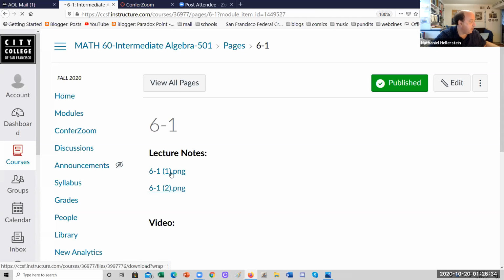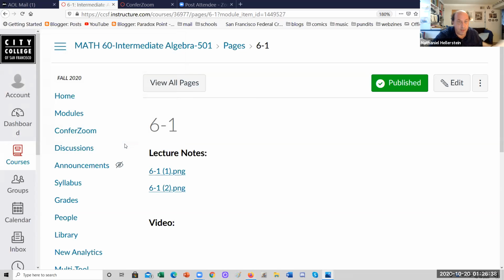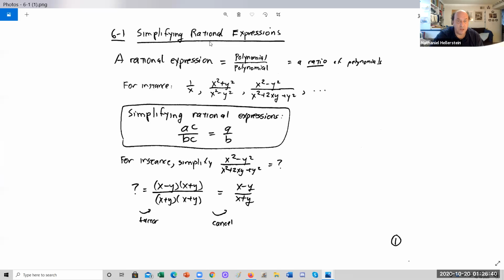This 6-1 is about rational expressions. And a rational expression is a ratio of polynomials. It basically is to polynomials what the rational numbers are to whole numbers. Okay, so here's an example of a rational expression: 1 over x, or x squared plus y squared over x squared minus y squared, or x squared minus y squared over x squared plus 2xy plus y squared, and so on.